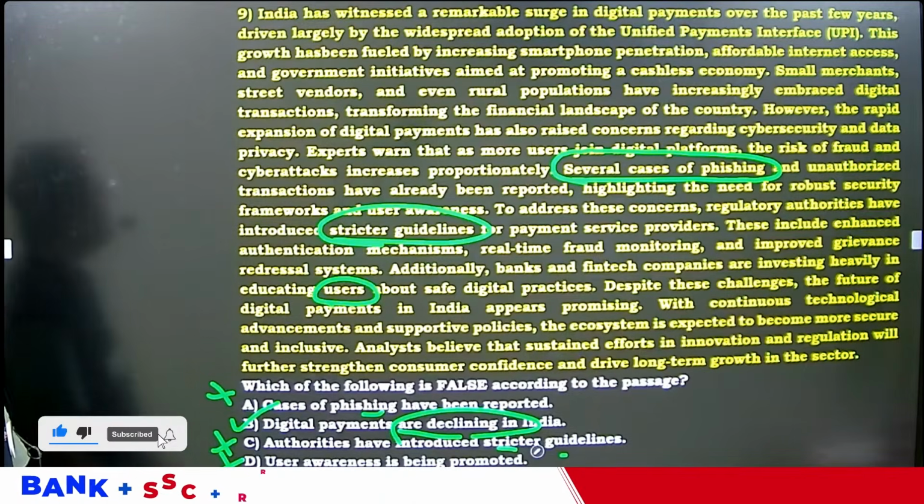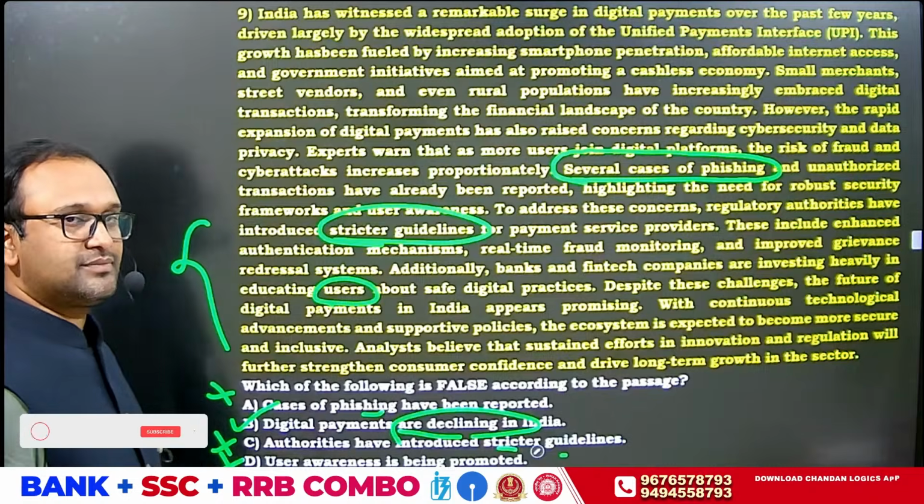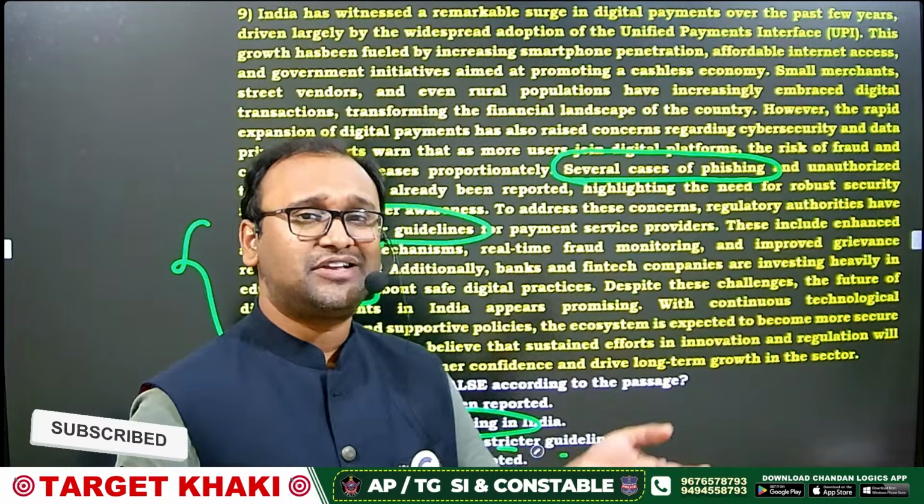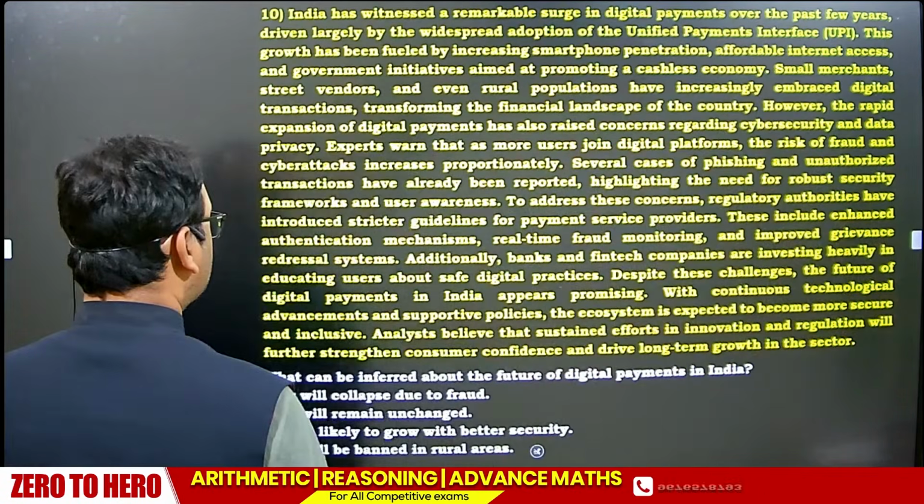But what I am saying is, to answer this question, don't waste time. Common sense. I'm asking you a direct question. Do you think in India digital payments are declining? Not at all. Digital payments are increasing. So that's the whole point. So paragraph is also scoring.